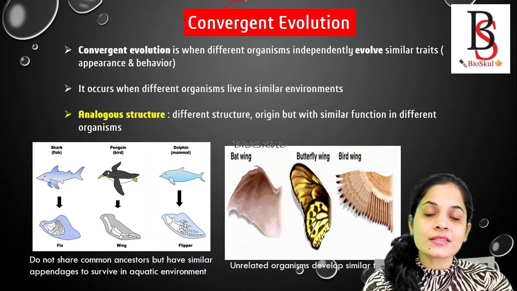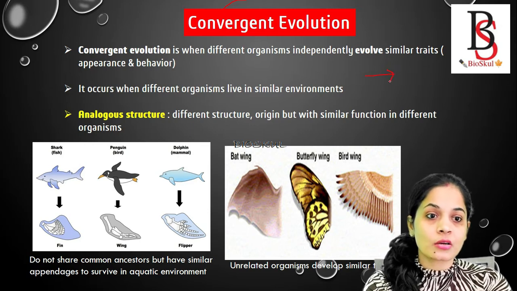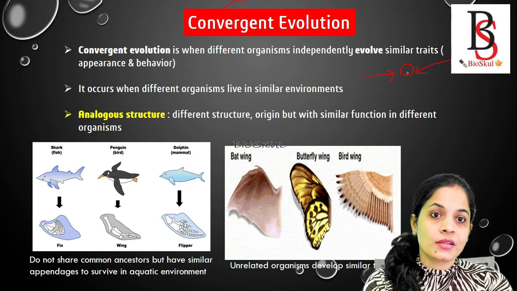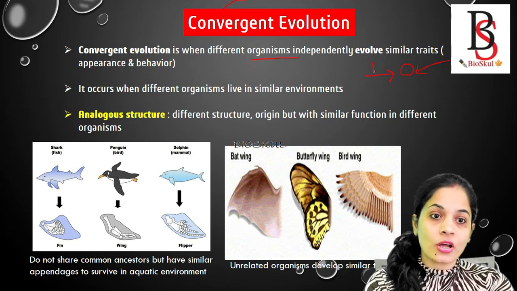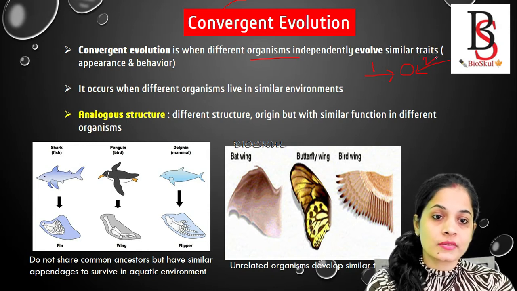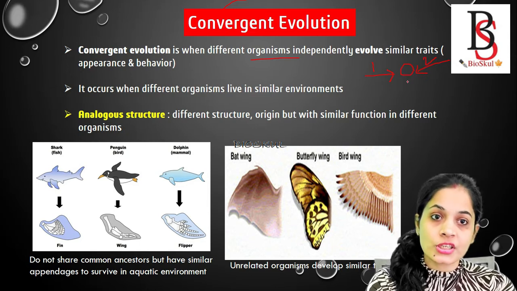So what is convergent evolution? Let's understand the term convergent. Convergent means coming together or coming close together. So in convergent evolution, let's consider this one is organism 1 and these are organism 2. When two different organisms evolve a similar trait, that is known as convergent evolution.